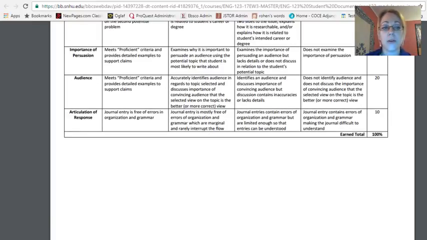Remember, we will also be discussing the importance of persuasion. We need to indicate clearly who our audience is, and remember that I am not the only person in your audience. Who else are you talking to? You also want to discuss why it's important to convince that specific audience of your side of the problem. And then we always have what we call articulation of response.